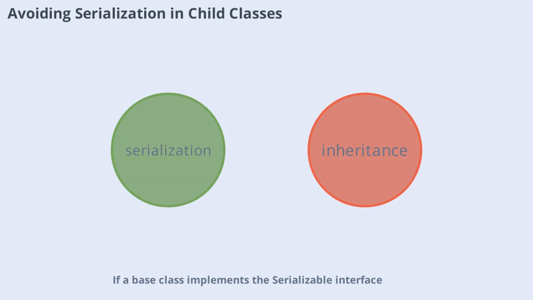If a base class implements the Serializable interface, but you want to prevent serialization in a child class, you can override the writeObject method in the child and throw a NotSerializableException. This approach gives you control over which classes can be serialized, even in an inheritance hierarchy.